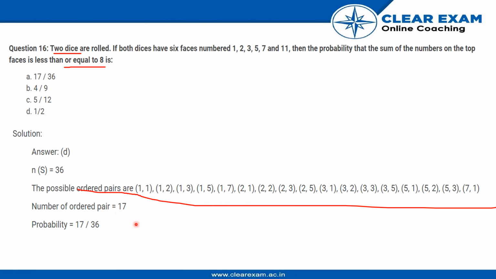So the total number of ordered pairs are 17, and we know that for two dice that are rolled, the total number of pairs is 36. That is 36 outcomes are possible, and out of that only 17 are the ones that we need. So the probability becomes 17 by 36, which is option A.